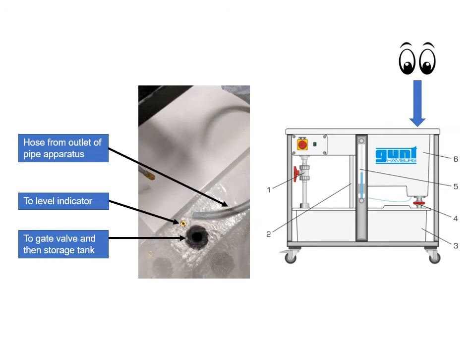So what I'm showing you here is a view down into the measuring tank, and here you can see the outlet hose from the pipe apparatus. You can see there's a little brass hole, and that is the connection to the level indicator. And then the larger hole is the exit to the gate valve and then to the storage tank.